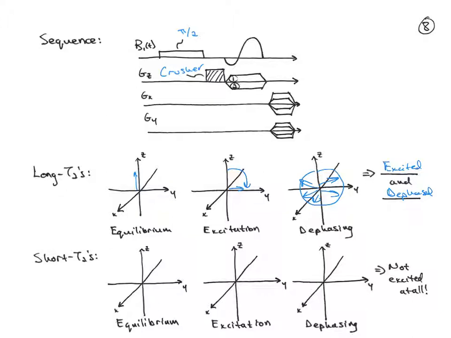On the other hand, the short T2s are going to be along the z-axis. They won't really be changed by the excitation pulse, and so they also cannot be dephased. And so they won't be excited or dephased at all, and they'll still be there to be imaged with the half pulse sequence.